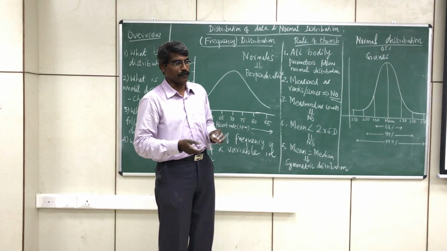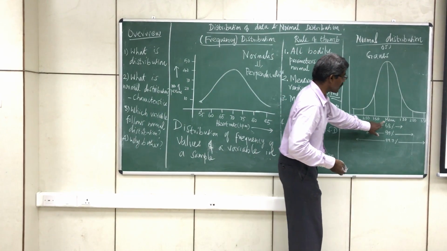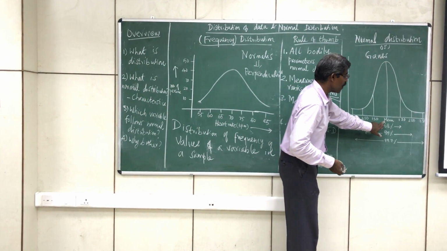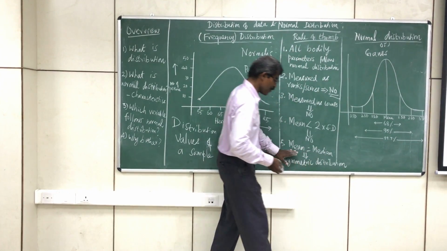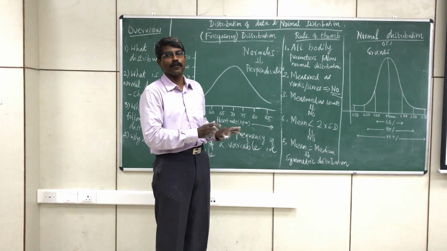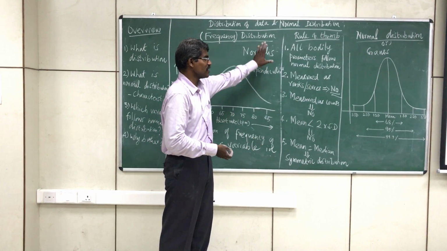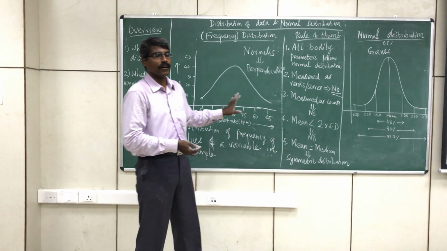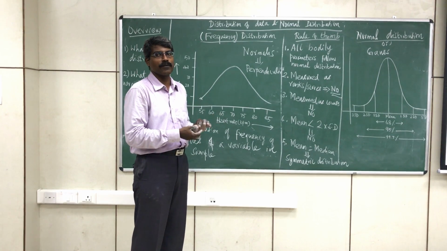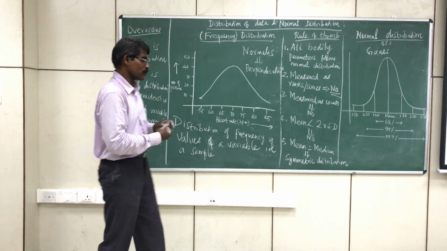The fifth rule of thumb which you should remember is, if mean equals median, then it is a symmetric distribution. You might remember that in a normal distribution we saw mean equal to median, isn't it? So whenever you have mean equal to median, it is always a symmetric distribution. So these are 5 rules of thumb which we should always remember, which will help us determine which variables follow normal distribution.